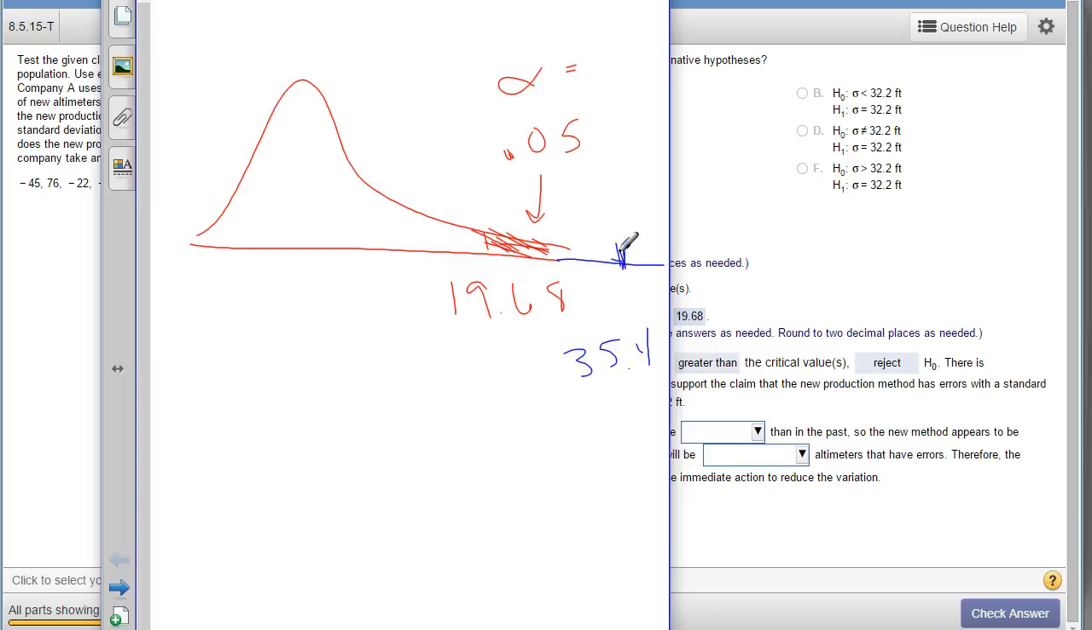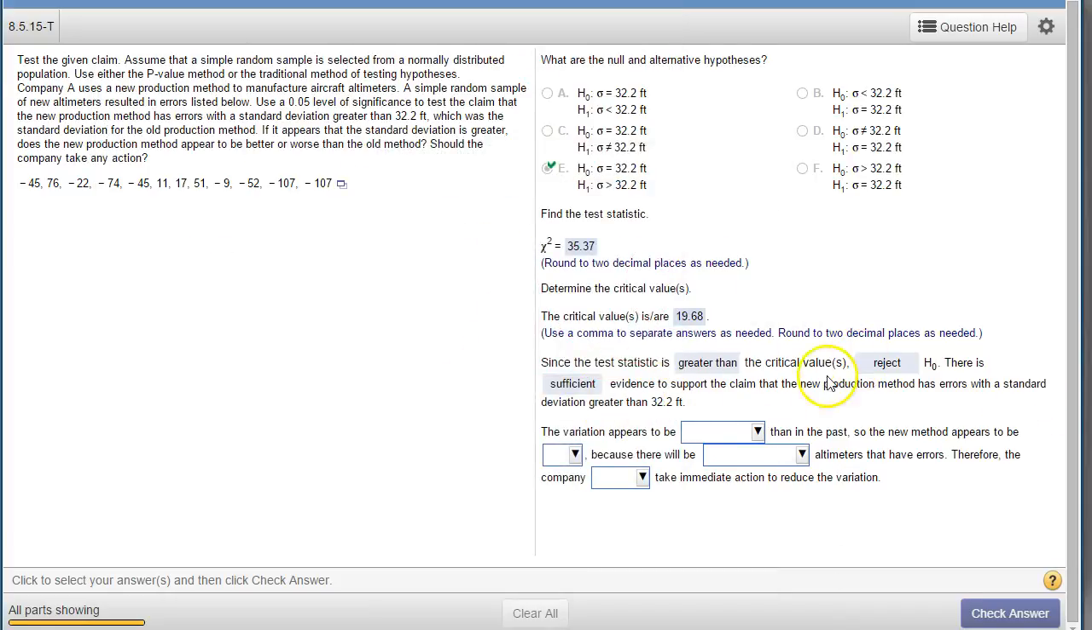Remember, this is also called the rejection region. That's another name, and it's what I would actually prefer you call it, because it lets us know that if we're in this tail, if our test statistic falls there, then we reject the claim. That's why we're rejecting H0.